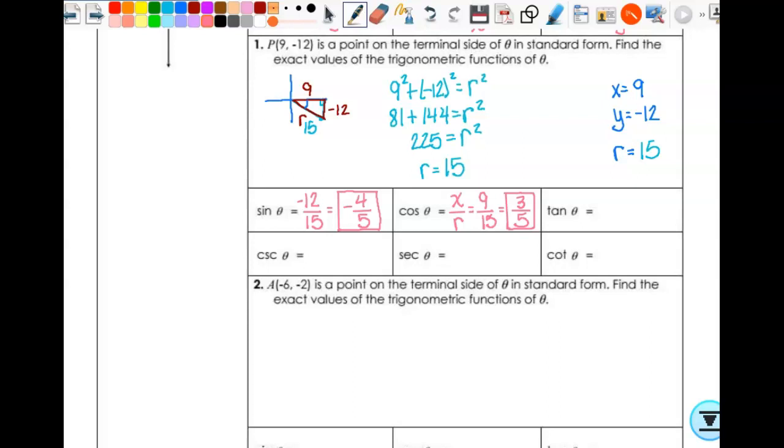Tangent is y over x. So that's negative 12 over 9. And that gives me, when I reduce this, a negative 4/3. Tangent's negative in the fourth quadrant, so that makes sense. Cosecant, reciprocal of sine, so that's negative 5/4. Secant, reciprocal of cosine, so that's a positive 5/3. Cotangent, reciprocal of tangent, negative 3/4. Okay. There you go.